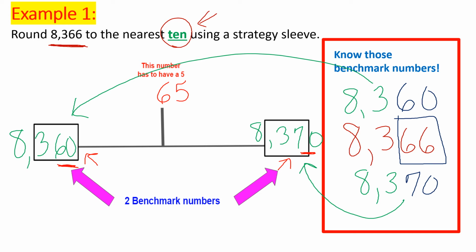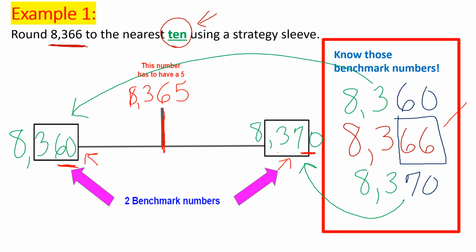But it can't just be 65. I've got to add those other numbers. So I'm going to put a 3 and a 1. So we have, excuse me, an 8. So we have 8,360. 8,365 would come right in the middle. 8,370 is over here on the side.